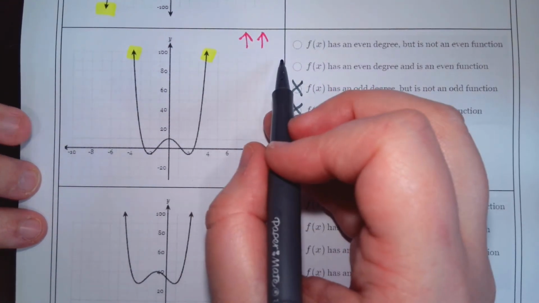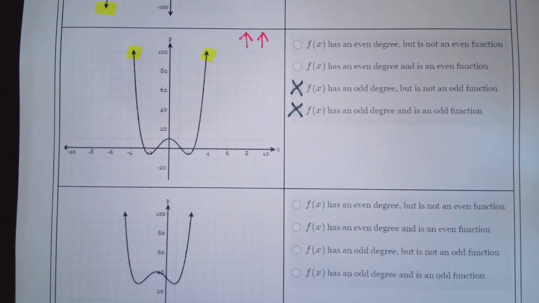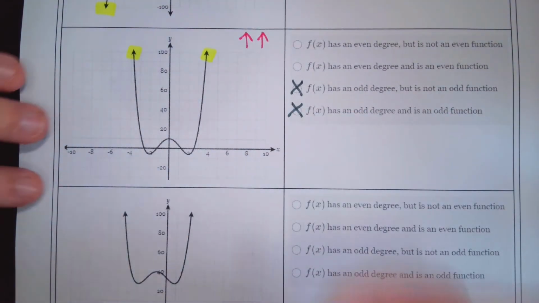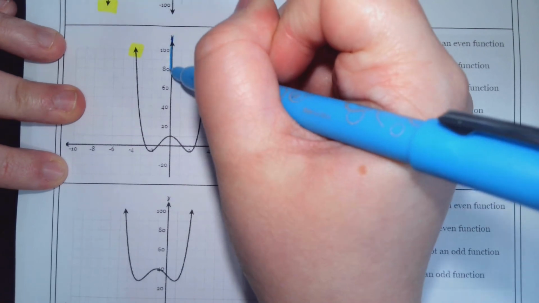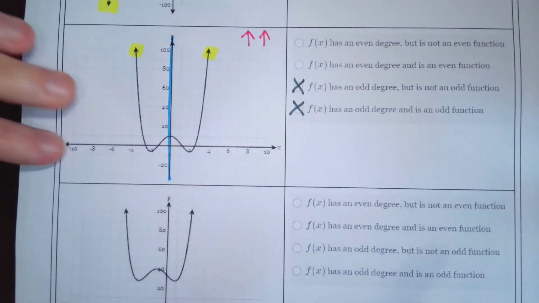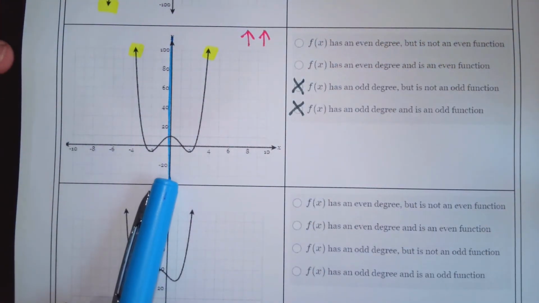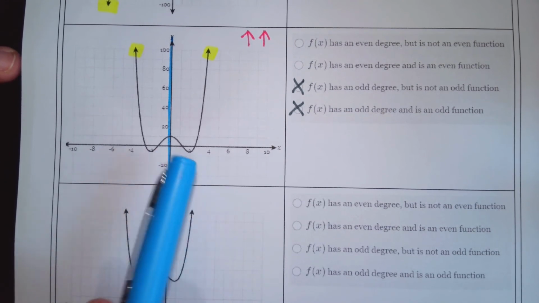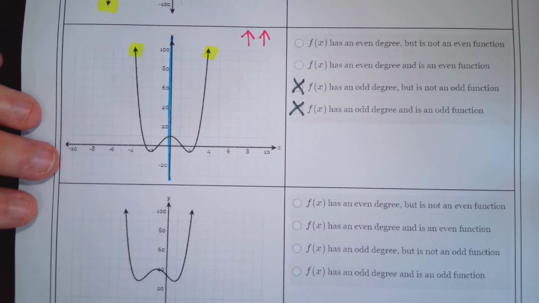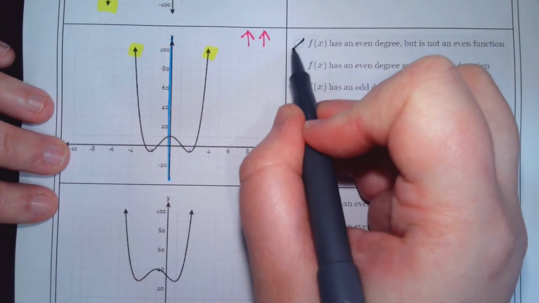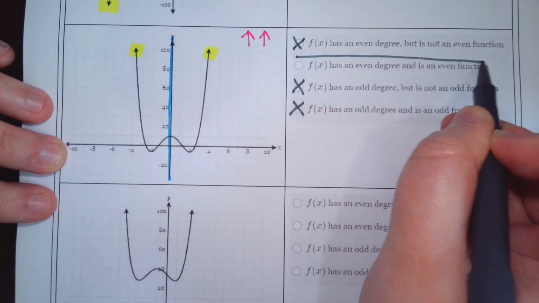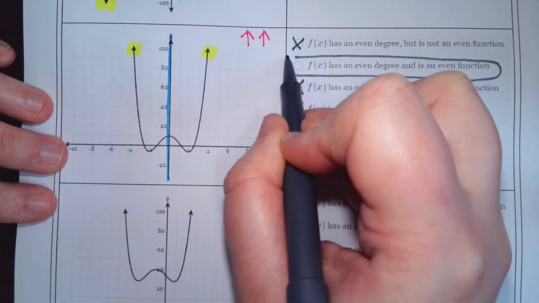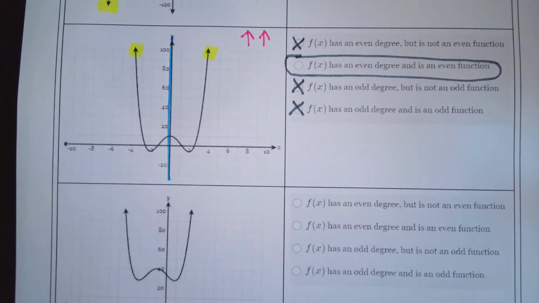They're both going up. Then, to determine if it's an even function, is it symmetrical to the y-axis? If we were to fold this graph along the y-axis, will it line up? And if we take a look, yes, it will. So this is an even function, along with being an even degree.